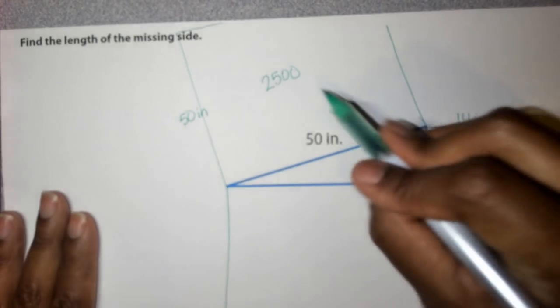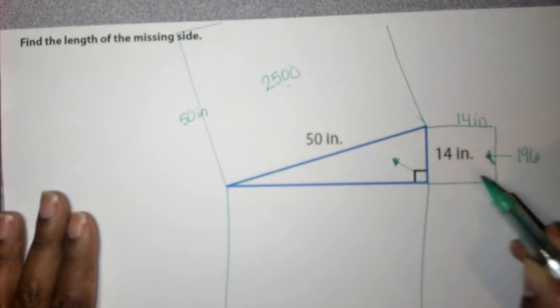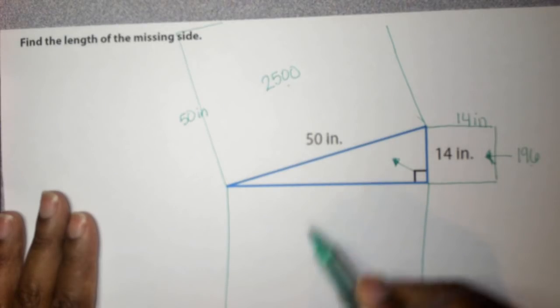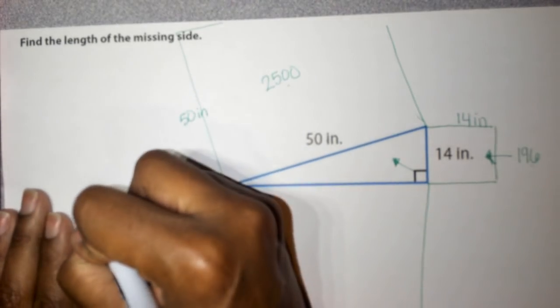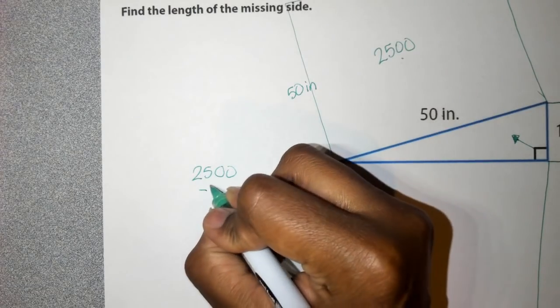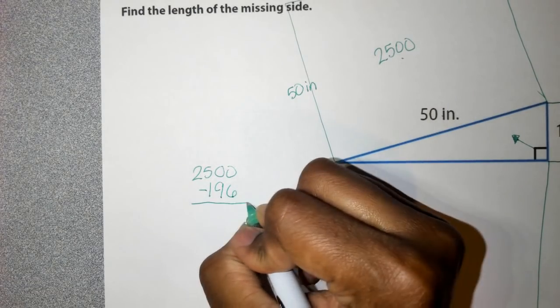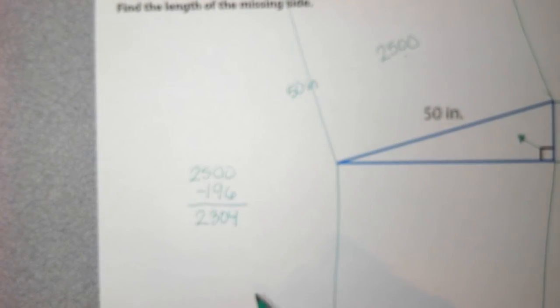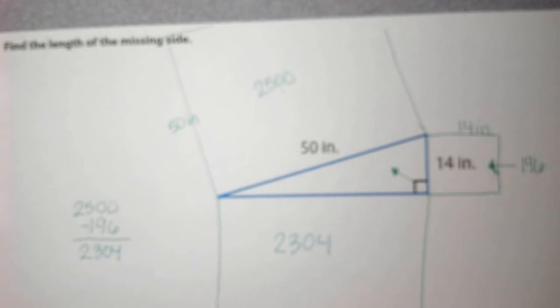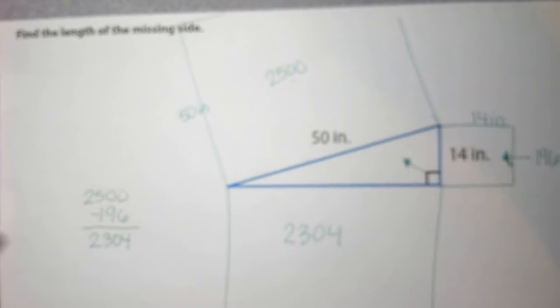So I know that 2,500 minus 196 is going to tell me how many squares are in this bottom one here. So that is 2,500. Let's get a little more focused. 2,500 minus 196. That's going to leave me with 2,304. So that means that I have 2,304 squares in this bottom one here.